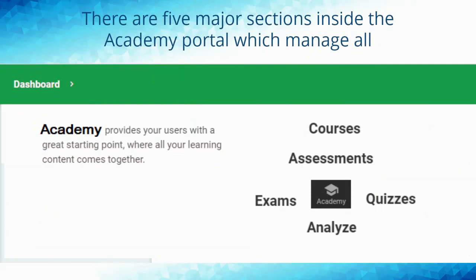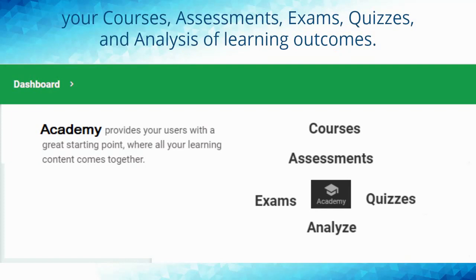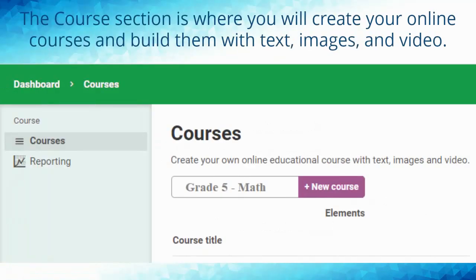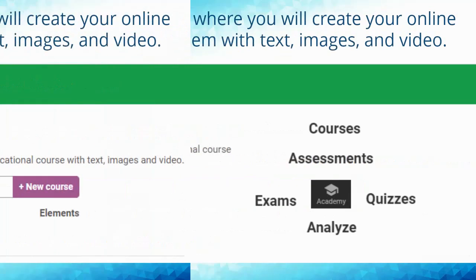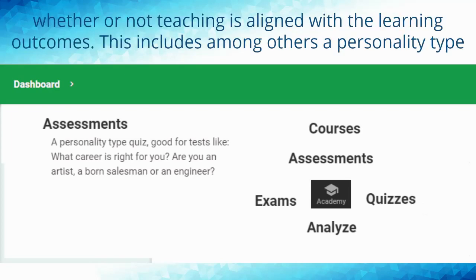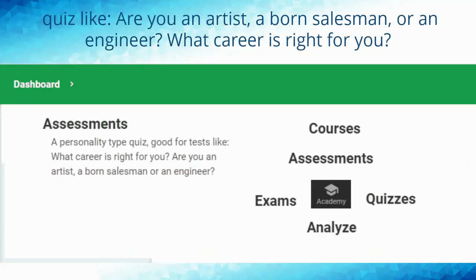There are 5 major sections inside the Academy portal which manage all your courses, assessments, exams, quizzes, and analysis of learning outcomes. The course section is where you will create your online courses and build them with text, images, and video. The assessment section contains the test points that measure whether or not teaching is aligned with the learning outcomes. This includes, among others, a personality type quiz like, are you an artist, a born salesman, or an engineer? What career is right for you?